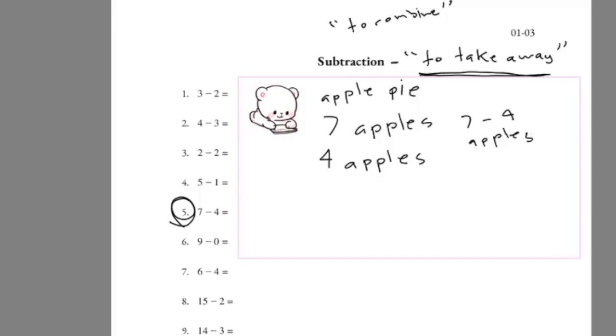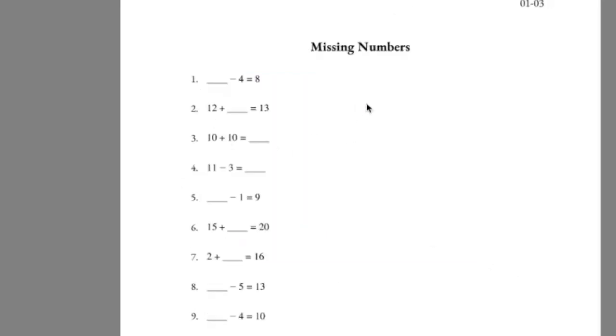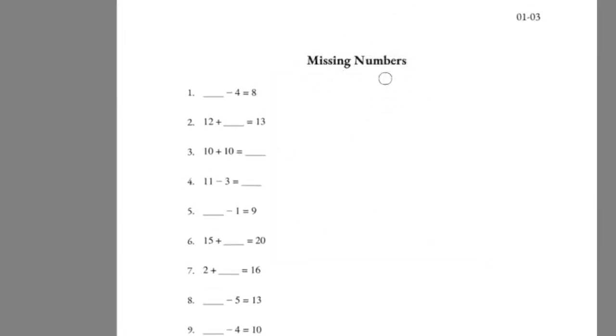Well, we can visualize it by just drawing out 7 apples. So we have 1, 2, 3, 4, 5, 6, 7 apples. And we know that Milk here wants to take away 4 apples. So we can just cross out 4 apples from the 7 we have. So that's 1 gone, that's 2 taken away, that's 3 taken away, that's 4 taken away. What we have left is just 3 apples left, which is also the answer to 7 minus 4, which is 3. And that's our answer.